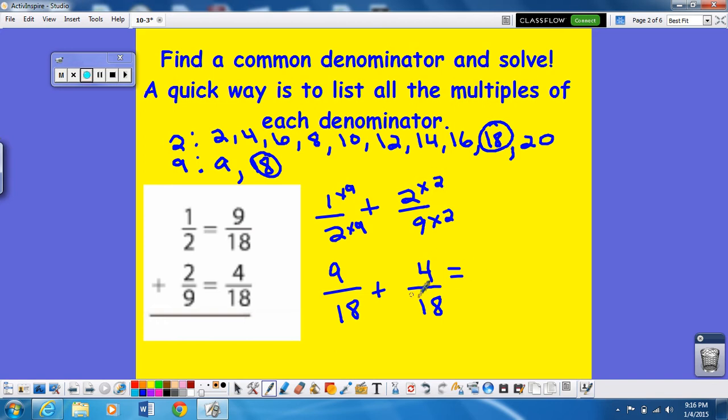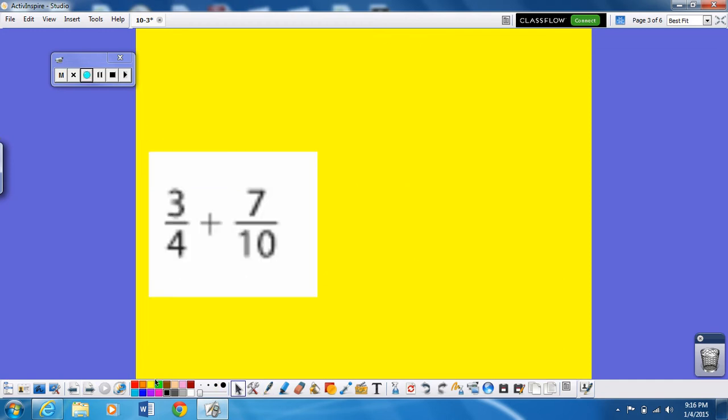Now I have like denominators, which we worked with yesterday, so I'm just going to bring it over. 9 plus 4 is 13. So now I know that 1/2 plus 2/9 equals 13/18. Okay? Let's try this problem. This is going to be a really quick lesson today, because basically if you can find common denominators, you can add fractions together after finding common denominators.